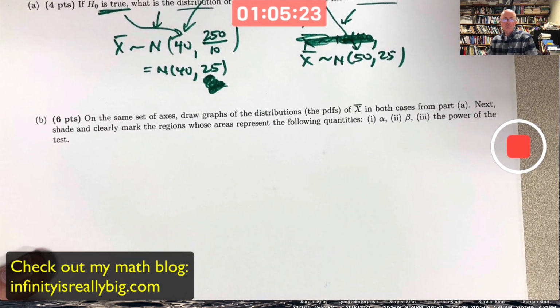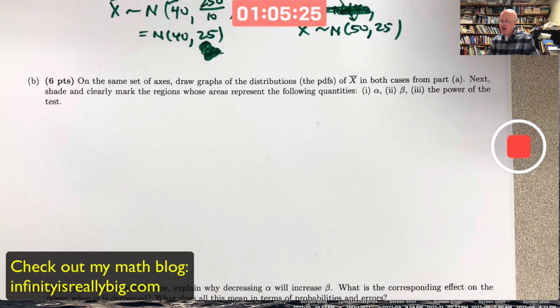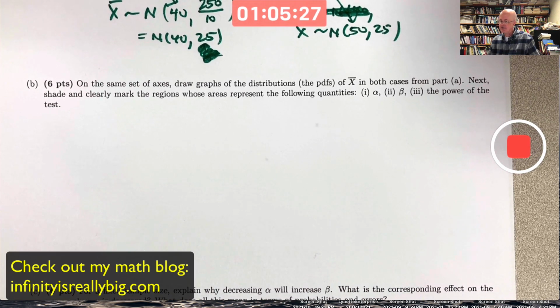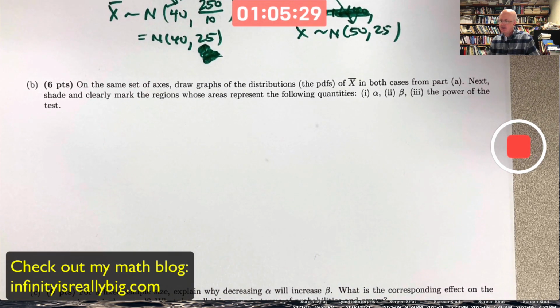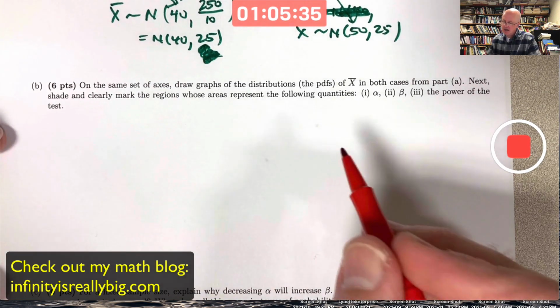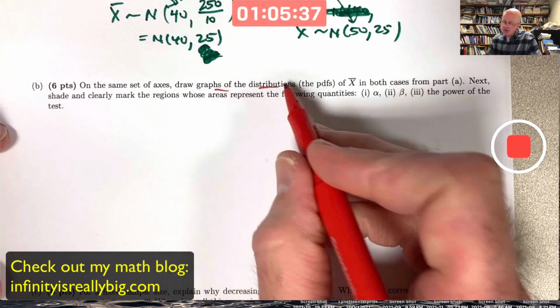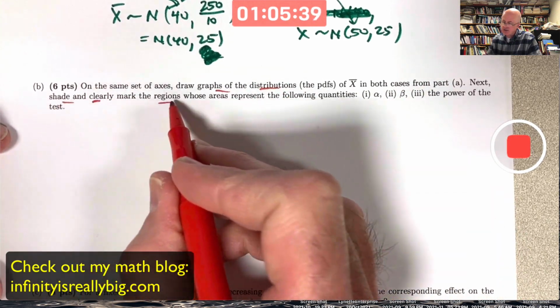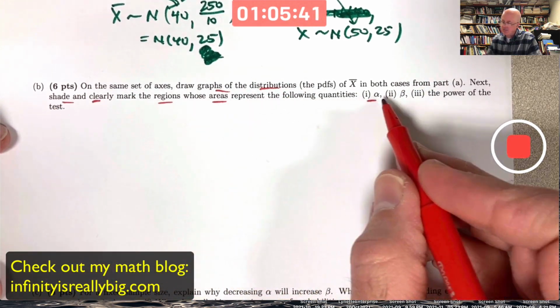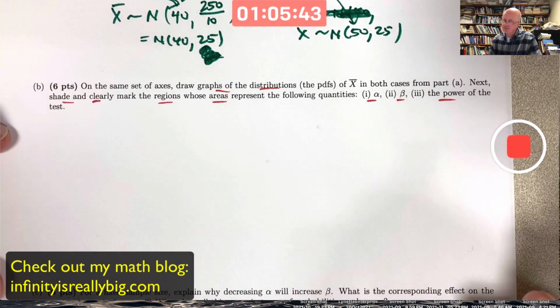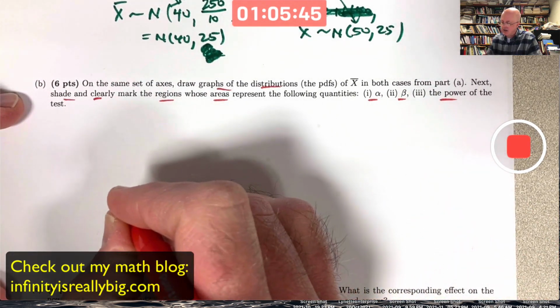Part B. On the same set of axes, draw graphs of the distributions, the PDFs of x bar, normal curves, from part A. Next, clearly shade graphs of the distributions. Shade and clearly mark the regions whose areas represent alpha, beta, and the power. Okay, so draw a number line.